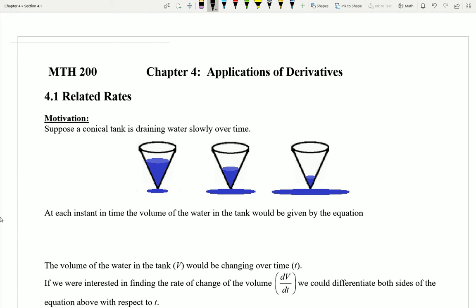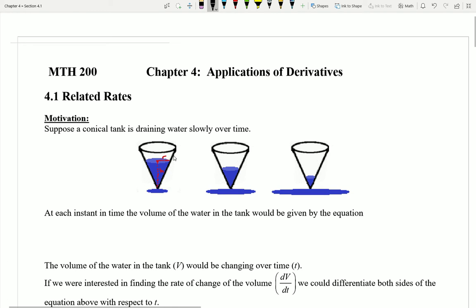So we'll start with noting the following. At each instant in time, the volume of the water in the tank could be given by a particular equation. Now, the nice thing about liquids is that they conform to the shape of the container that's holding them. So if my tank is in the shape of a cone, so of course is my water. When I take a look at my water, I recognize a couple things about it. First, it has a certain depth, or we could imagine that as a height. And at the top here, there's a little circle that's going to have some sort of a radius. So I have an R and an H here.